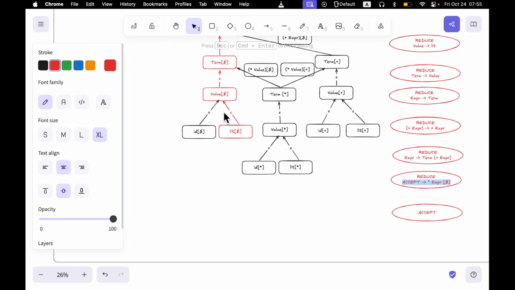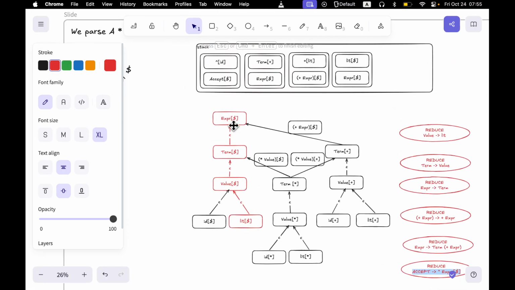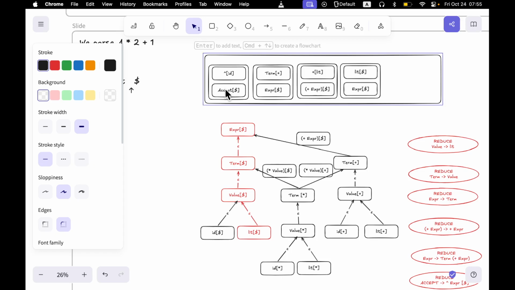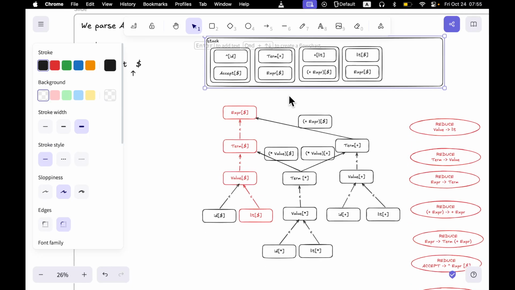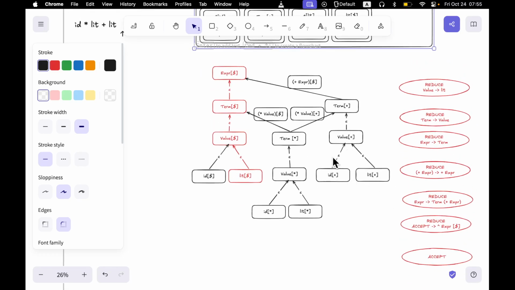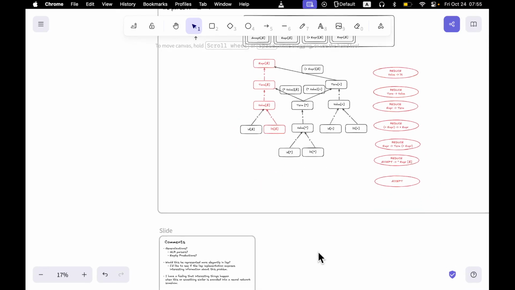So, and that leads to the state where you wanted an accept with the look ahead of dollar, and you actually have the accept with the look ahead of dollar. So you succeeded in parsing this. So you accept this thing, and you succeeded.